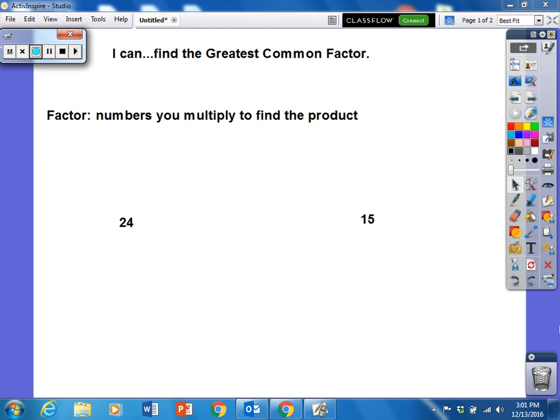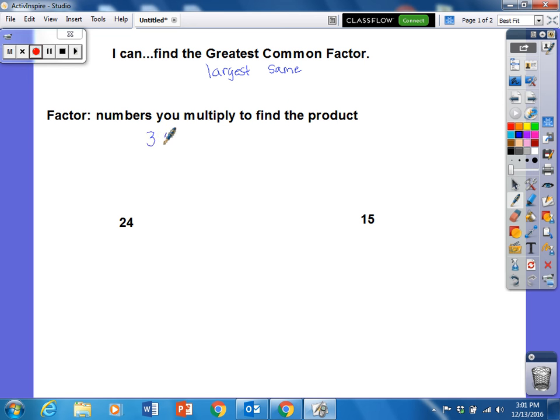Today we are going to be working with some terms of factors and multiples. And first we're going to start with factors. Our I can statement today is I can find the greatest common factor. Greatest common factor: greatest meaning largest, common meaning same, and factor, a factor are different numbers that you multiply to find a product.